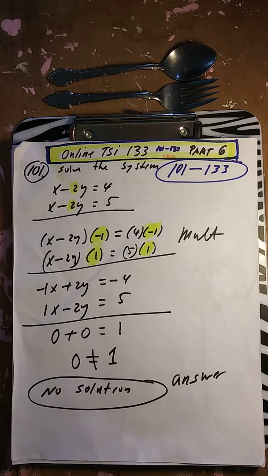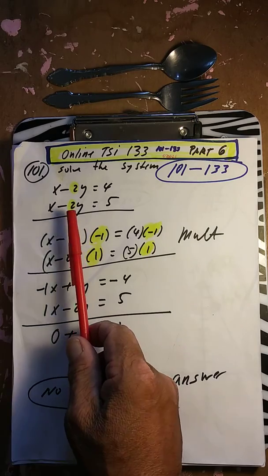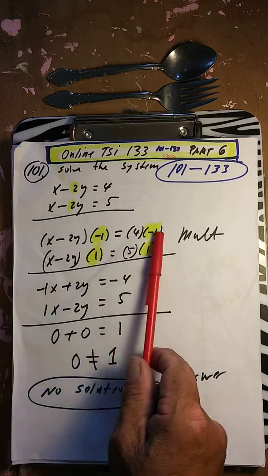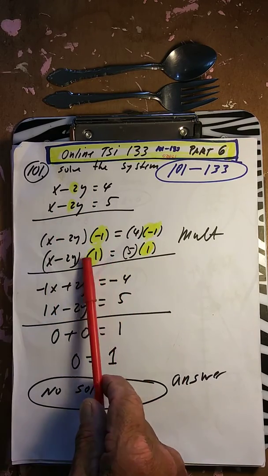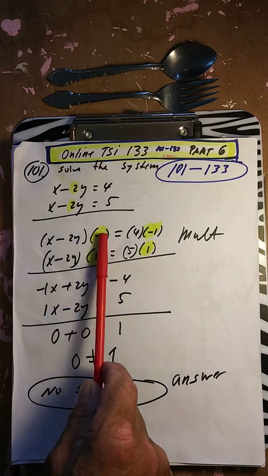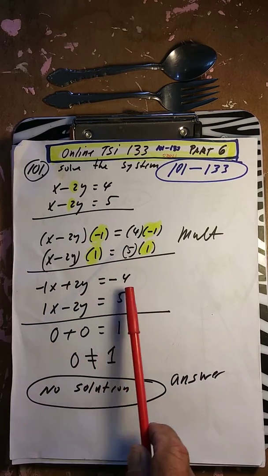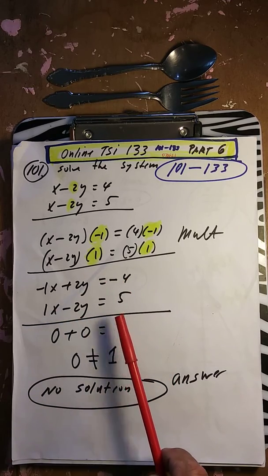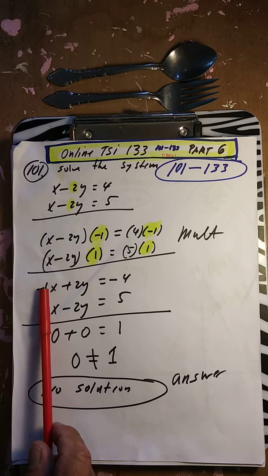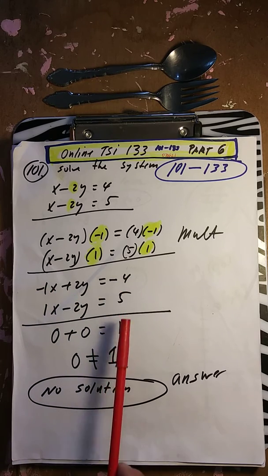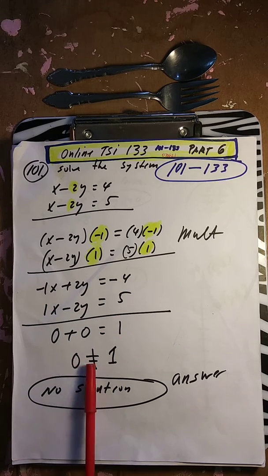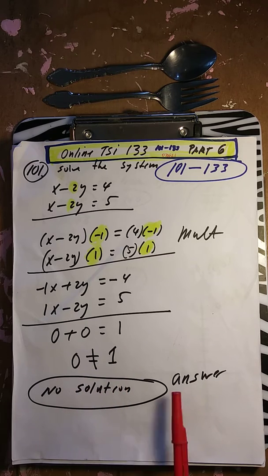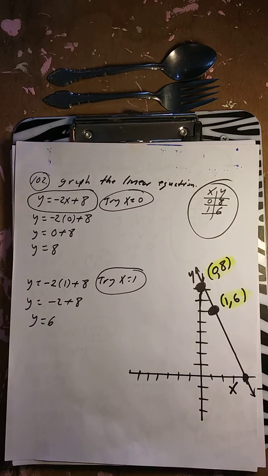x minus 2y equals 4, x minus 2y equals 5. To solve this, what I'm going to do is multiply this one by negative 1, all the way across, and this one by 1. So now this is going to be negative 1x plus 2y equals negative 4, and the other side is going to be 1x minus 2y equals 5. Notice that when you add them straight down, you have 0 plus 0 equals 1. So 0 is not equal to 1, so that means that this system of equations has no solution because they are parallel lines. All right, next one.